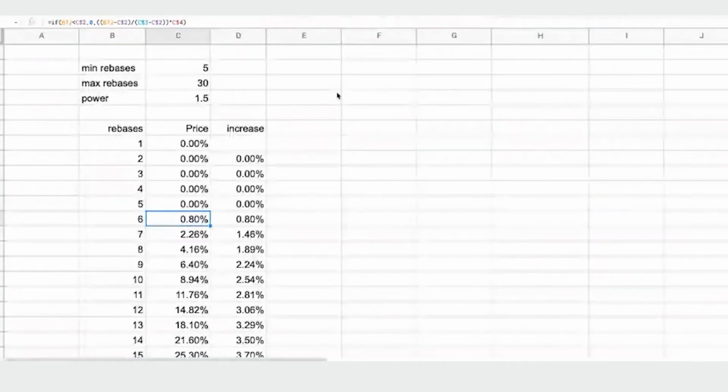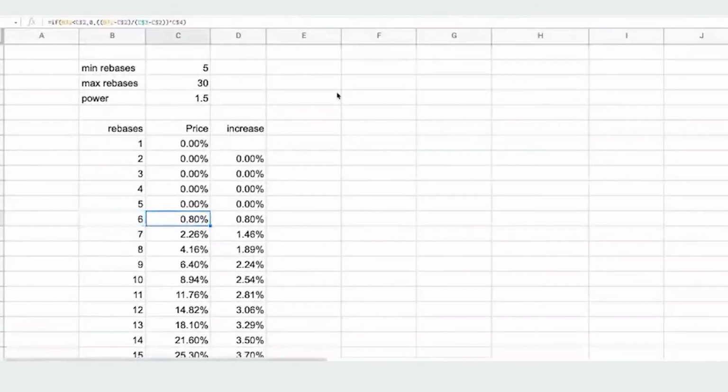So you see here, if there are only 6 positive rebases, we're paying out less than 1% of the pool. So a very small amount. But as you can see, as each positive rebase goes by, this is the increase in the percentage of the pool for each positive rebase. So this goes up, that went up 0.8%.